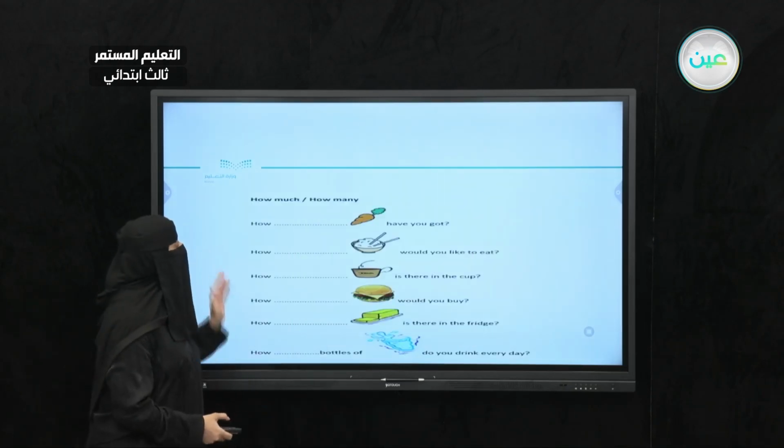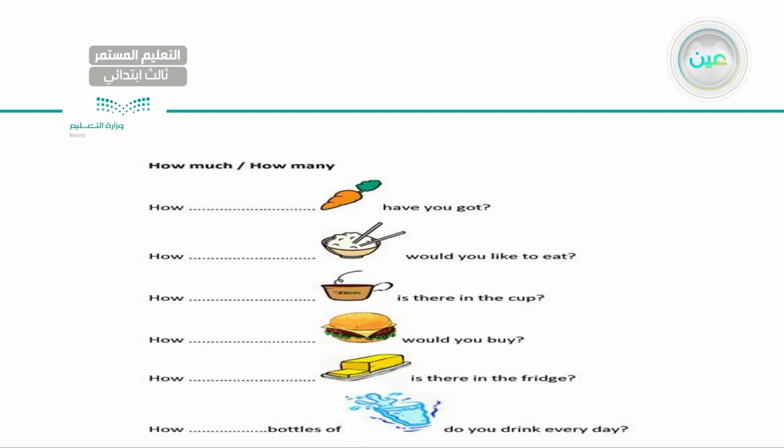Okay? Now, help me to decide whether to go for much or many based on the item we have. For the first one, I have a carrot. What do you think? Carrots, countable or uncountable? Very good. Carrots are countable. So how many carrots have you got? Very good.